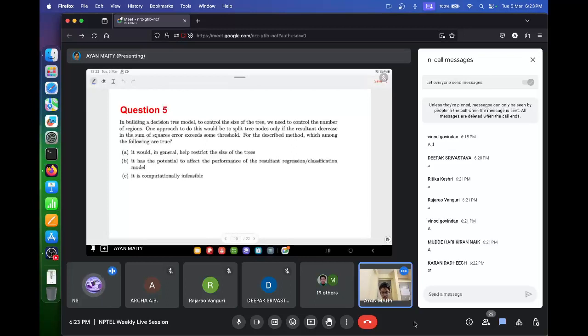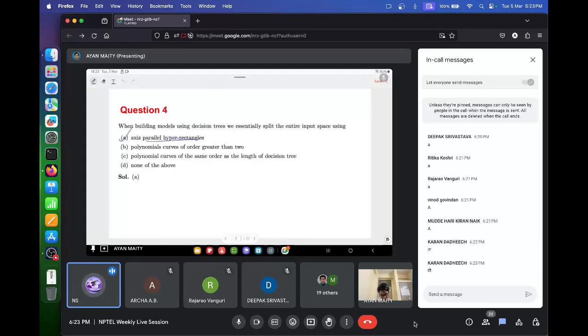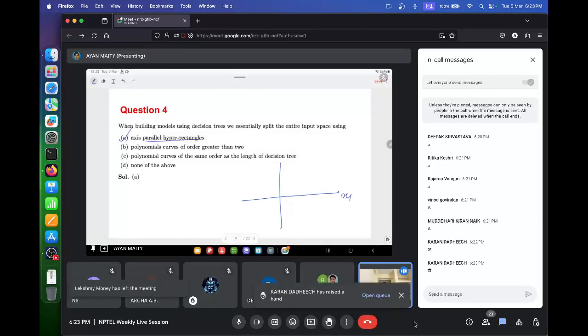Sir, in the fourth question, can you please show what exactly option A, axis parallel hyperrectangles, is? In case I understood the formula, if this is the 2D feature space, this is the first feature, and this is the second feature.